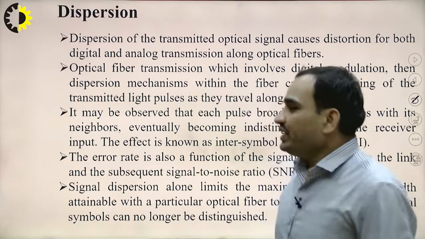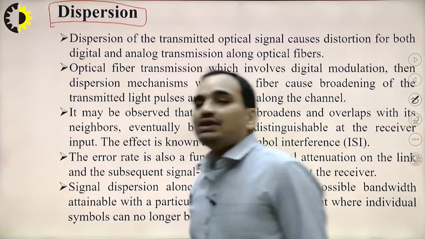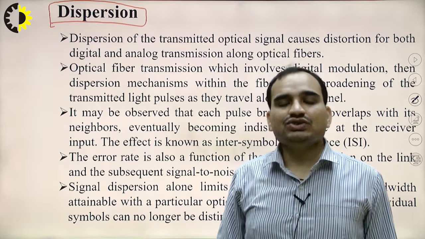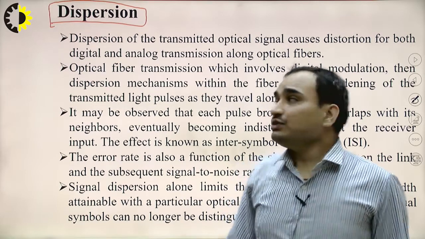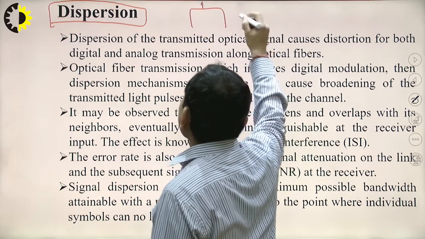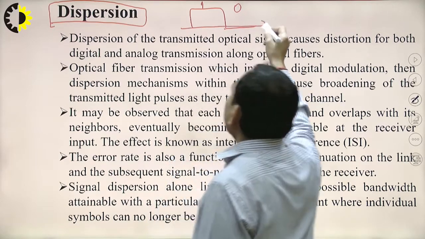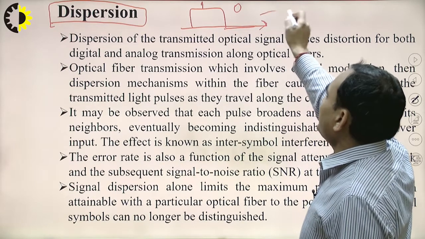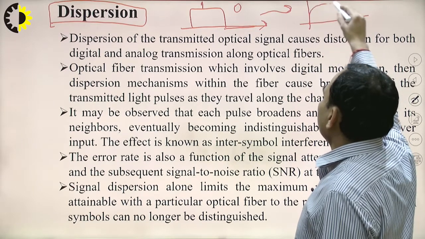So the next important topic is dispersion. Dispersion is simply the broadening of the pulses. We use digital pulses to transmit our data in optical communication. For example, we have this rectangular pulse as 1 in binary, and 0 is represented by 0 volts if we are using NRZ signaling. Now when these pulses are fed into the fiber, at the receiver side these pulses are broadened like this.